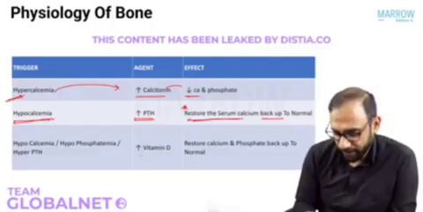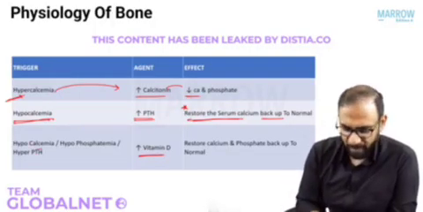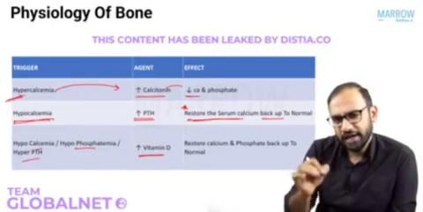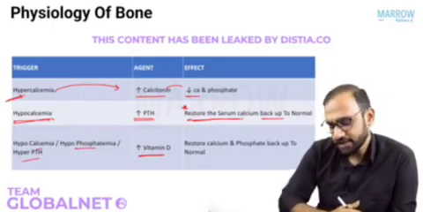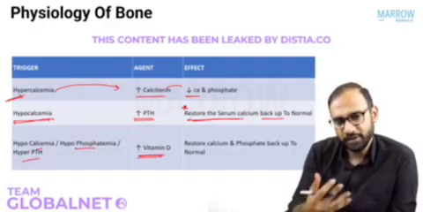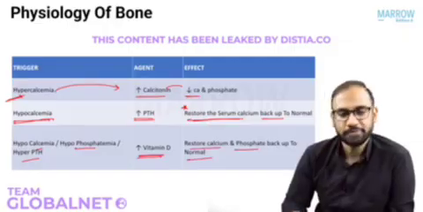Now, what about vitamin D? What are the triggers for vitamin D? Vitamin D is triggered by hypocalcemia, hypophosphatemia, and also under the direct influence of hyperparathyroidism or parathyroid hormone. So all of these things trigger vitamin D. And what is the purpose of vitamin D? The action of vitamin D is to restore the serum calcium and phosphate back to normal.